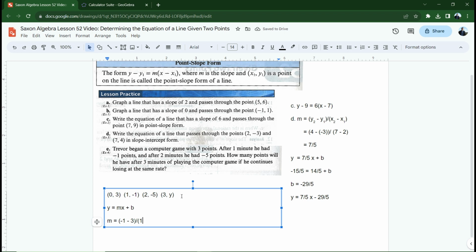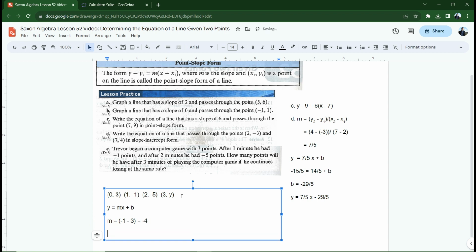Anything divided by 1 is just itself, okay? So it's going to be -1 minus 3 over 1. -1 minus 3 is just -4. So the slope is -4. In other words, he's losing 4 points per minute. The slope is down 4 points over 1 minute.